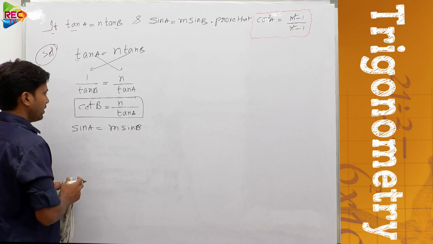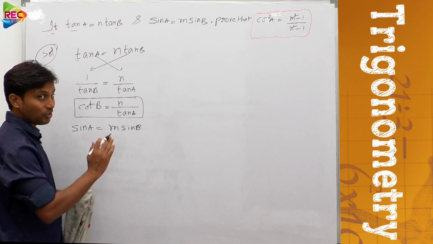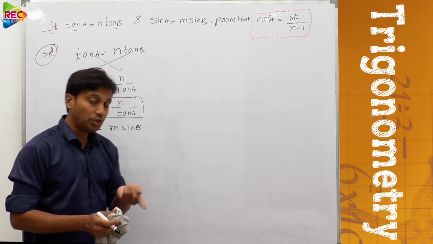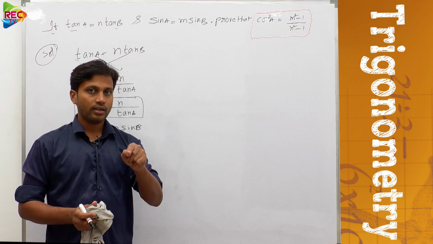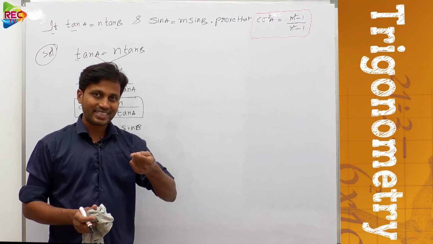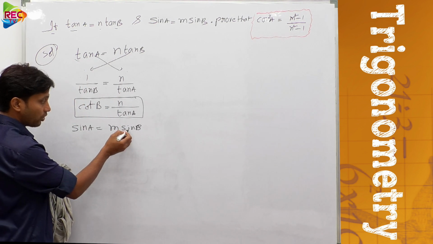Okay, m sin B. Again we are doing the same cross multiplication for our adjustment to get a cosecant B. See, already cot B is obtained. If you want to get cosecant B, you need to get 1 by sin B. How do you get 1 by sin B? You need to get sin B in the denominator. Then better do LCM. Better do cross multiplication.